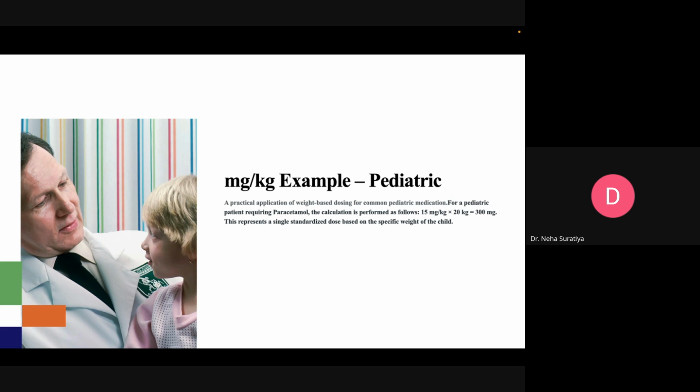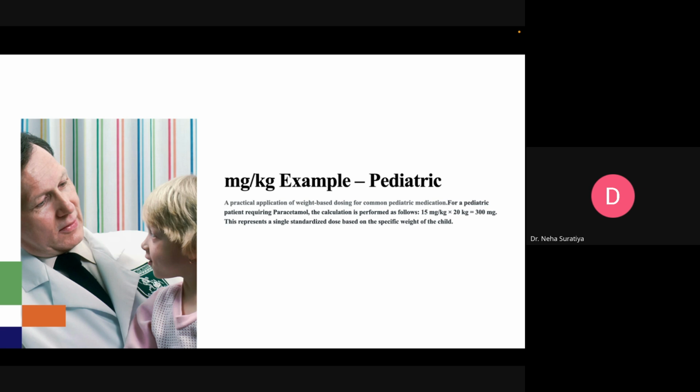Step by step. We will identify the body weight first, that is 20 kg, and we will identify the prescribed dose, which is 15 mg per kg. So what happens next? If you require 15 mg per kilogram, how much do you require for 20 kg? Correct. So you need to calculate 15 multiplied by 20. That is approximately 300 mg per dose. This represents a single standardized dose based on the specific weight of the child.